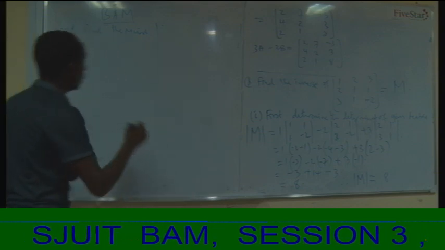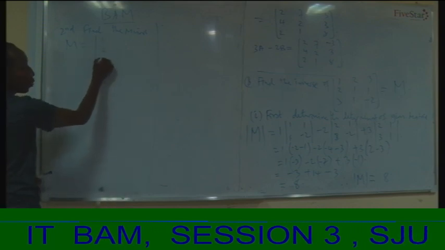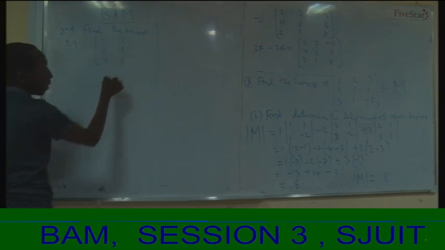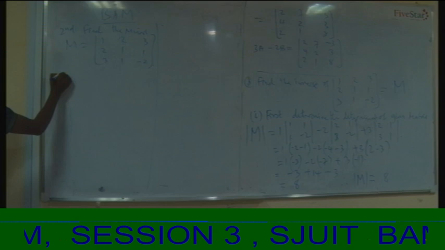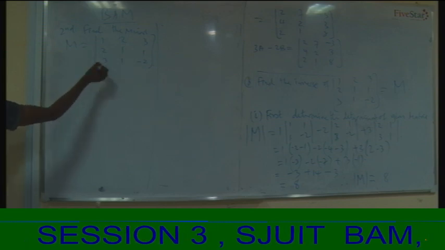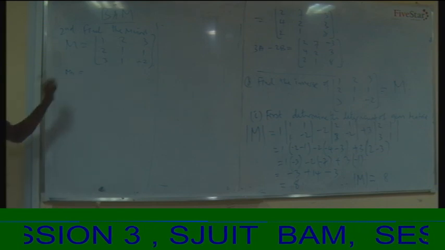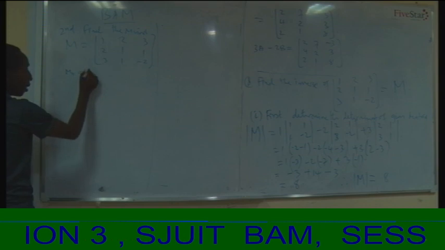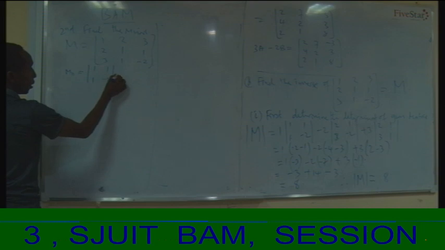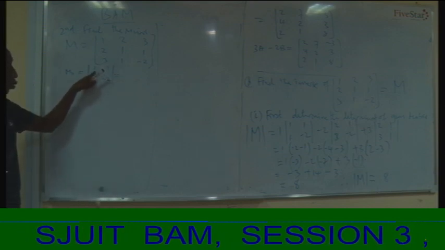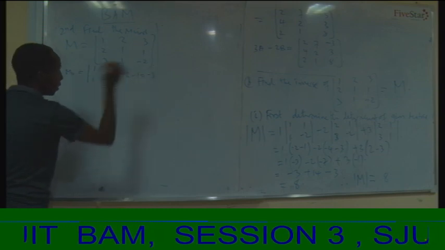So what we do here, we take our matrix M, which is equal to 1, 2, 3, 2, 1, 1, 3, 1, negative 2. We start by finding the first minor, which is M11. This is obtained by deleting the first row and first column. That is the determinant 1, 1, 1, negative 2, and this is equal to 1 times negative 2 is negative 2, minus 1 times 1 is 1, and this is equal to negative 3.